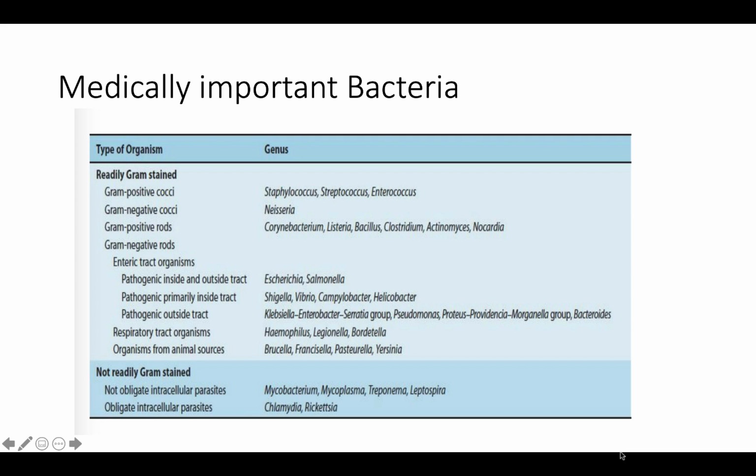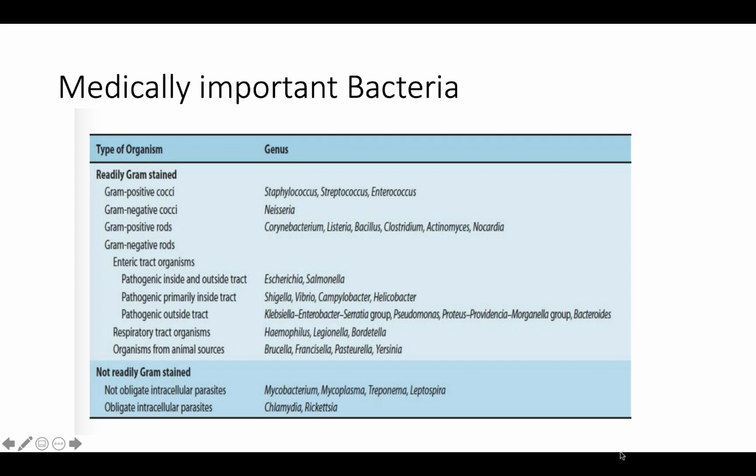And then we'll talk about the gram-negative rods, which will be the biggest group, and we divide them into two or three groups. The enteric ones, the ones that cause enteric infections, the ones that are inside and outside the enteric tract, which will be E. coli and Salmonella. The ones that are primary in the GI tract will be Shigella, Campylobacter, Helicobacter, Vibrio cholerae, and then the ones that can cause disease outside: Klebsiella, Enterobacter, Serratia group, Pseudomonas, Bacteroides as well. These are the ones where they cause disease basically.